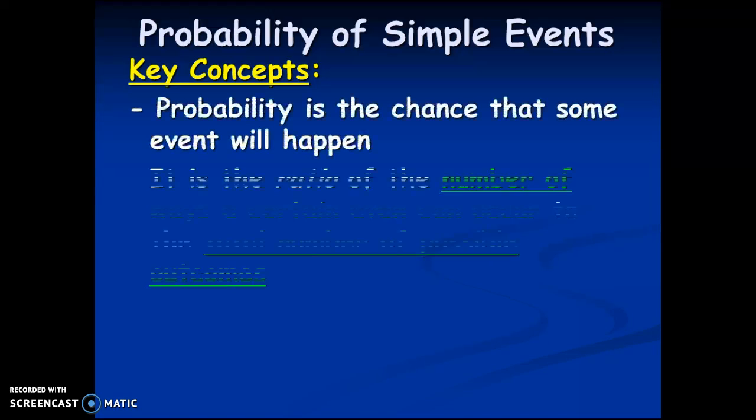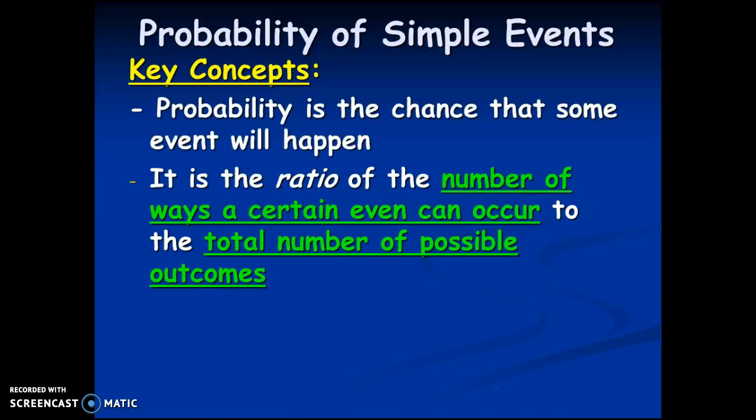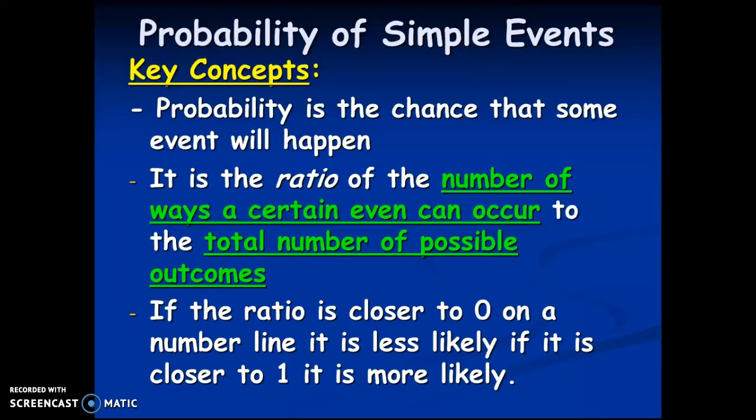Here are some key concepts that you may need to make sure you understand. Probability is a chance that an event will happen. It's the ratio of the number of ways a certain event can occur to the total possible outcomes. And the way we say this is the number of favorable outcomes over total outcomes. That's how you'll see it most often. If the ratio is closer to 0 on a number line, it is less likely. If it is closer to 1, it is more likely. Those are the big ideas that you need to take from this.